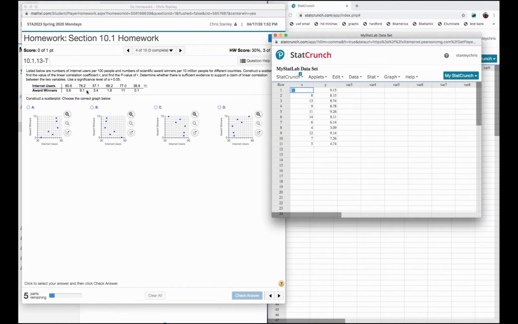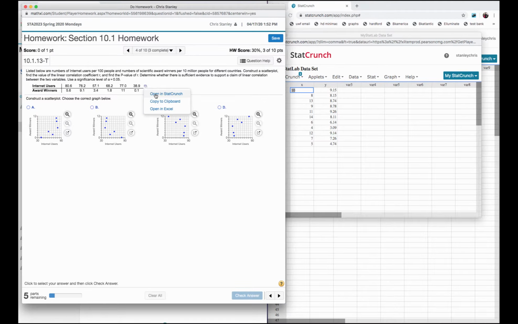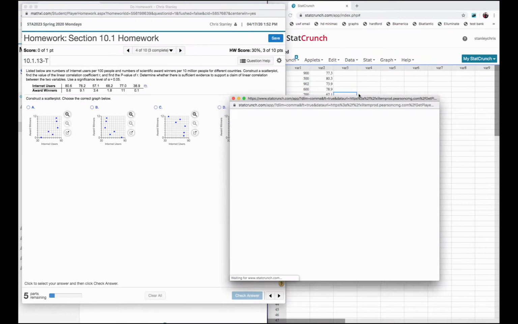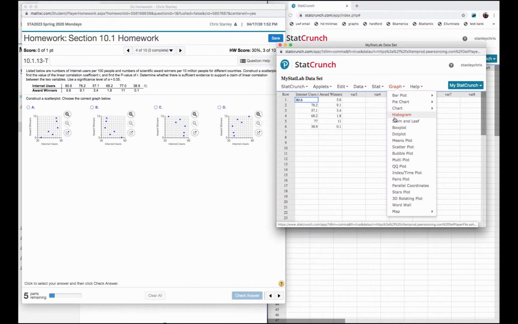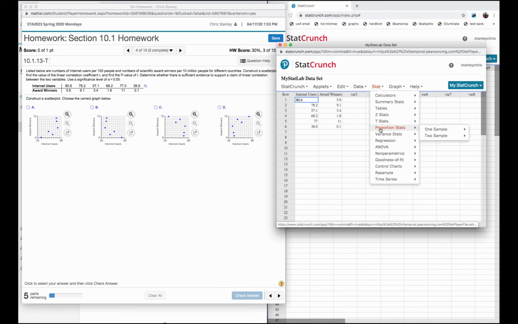Okay, more data. Internet users award winners. So go ahead and read the question and then come back. I'm going to go ahead and run the data and take a quick look at the picture. Now there is a different way to look at the picture. You could go to graph and do scatter plot if you want, but I usually just run it because you have to run it anyway.